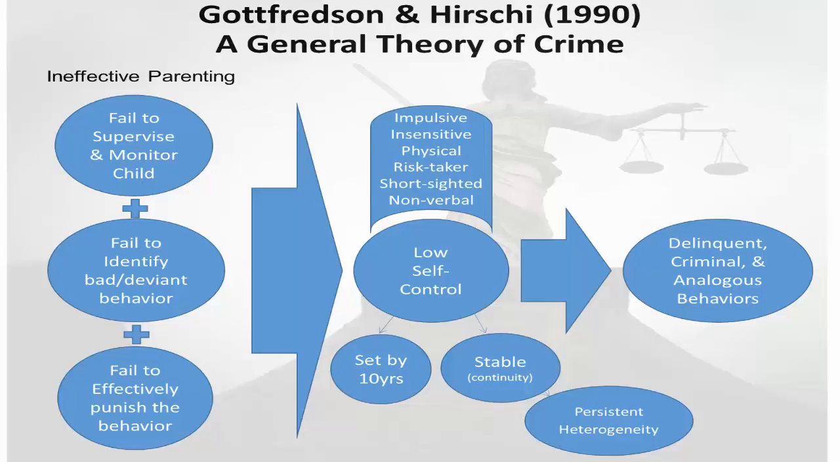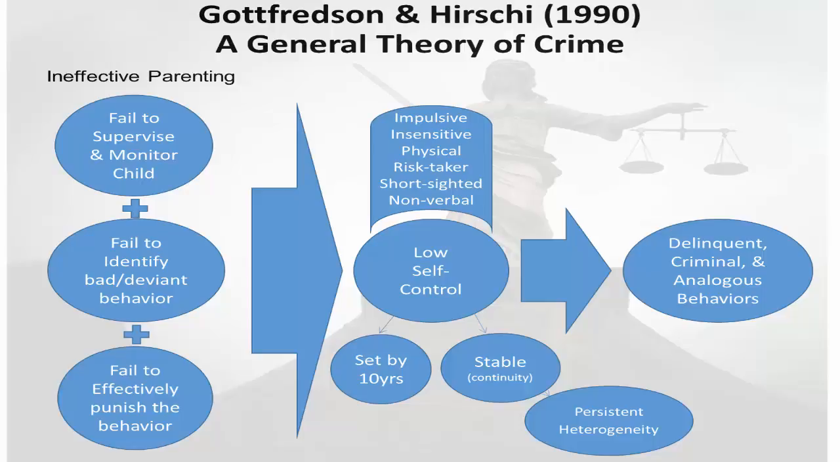So what you see is the same problems that the individual had as a child, they also have as a teen and then as an adult. And this is persistent heterogeneity, that low self-control is a stable underlying individual difference that people carry with them across situations at any one time throughout their life course.